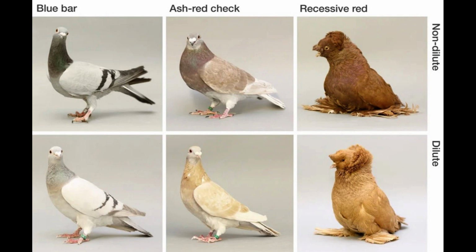Once again, the naming of the various shades is a little funny. Dilute blue is also called dun, dilute ash red is yellow, dilute recessive red is recessive yellow, and dilute brown is also called khaki. So, the question may arise in your mind.